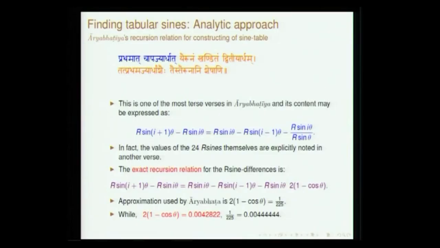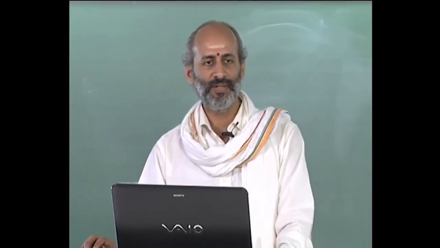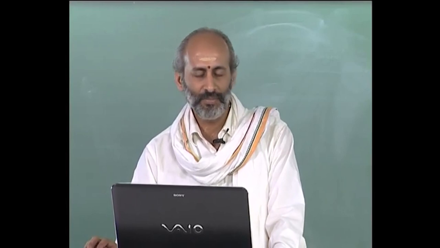The verse goes like this: prathamat chapajyardhat yai runam khanditam dvitiyardham tat prathamajyardham shaihi taistai runani sheshani. In fact, this is one of the most terse verses which can be found in Aryabhatiya, and it is extremely difficult to figure out any meaning out of it, but for the help of the commentators.